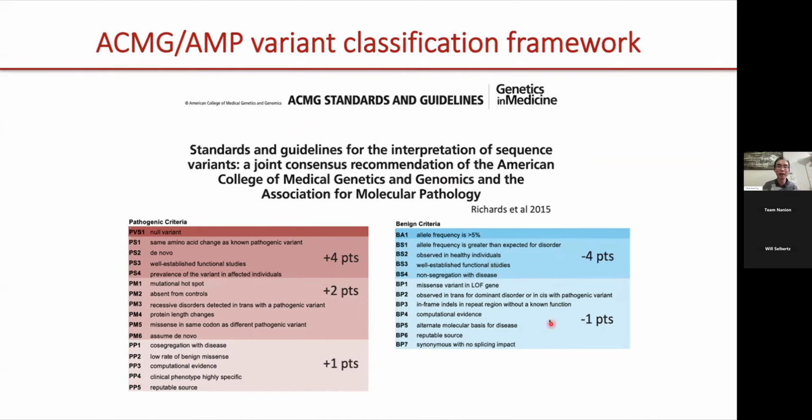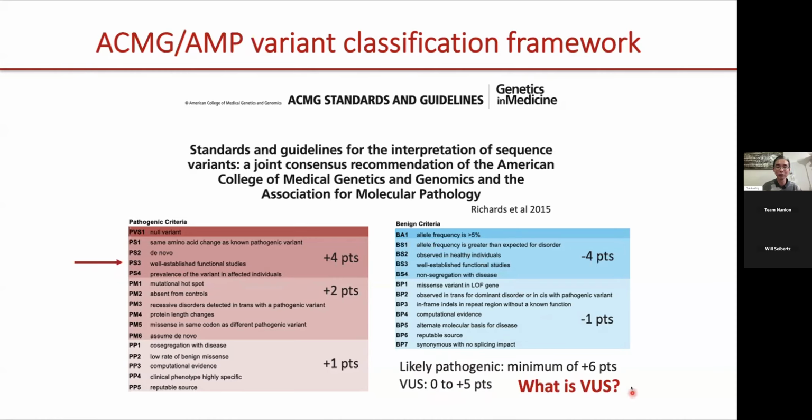So if you do a point system here, you can have all the different criteria come together, but to reach a likely pathogenic, you need +6 points, and VUS will be 0 to 5. And as I said, I'm going to talk about PS3 here, which in theory would be up to 4 points. But I guess we have to talk about the VUS first.